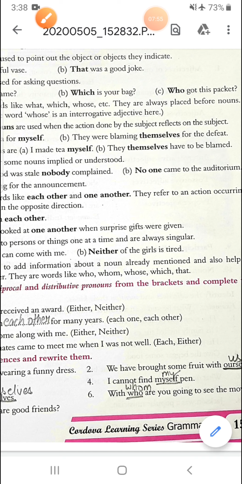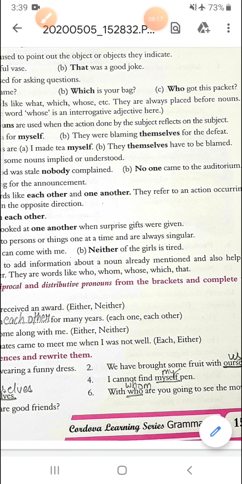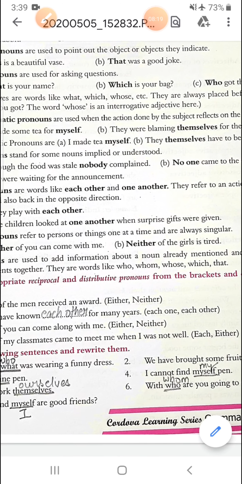Alright. And just above it, if you see, they were blaming themselves for the defeat. Here, by reading the sentence, you can understand that emphasis is not given. We are not giving much emphasis here. But here, they themselves have to be blamed. More emphasis is given to they.